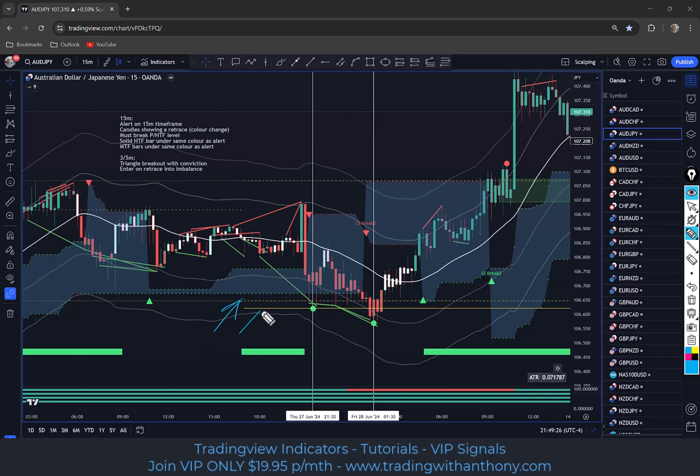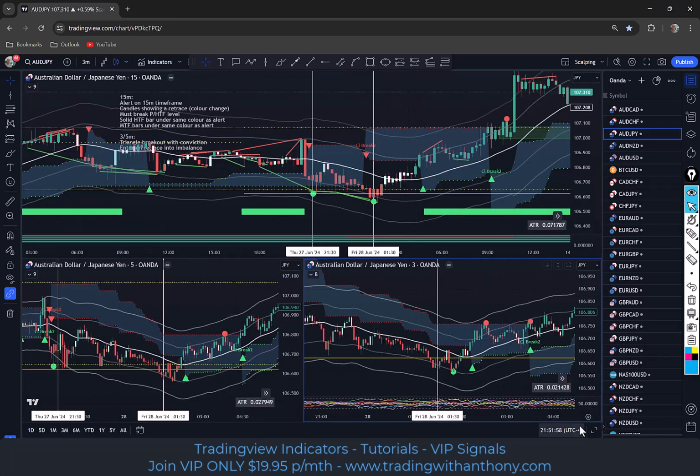Yellow dots and solid line here. Clearly, it's broken down into a previous higher time frame level. The solid higher time frame bar under here must be the same color as the alert. The multi-time frame bars under, you want the daily and the 4 hour to be the same color as the alert more than anything. So that's on the 15-minute chart.